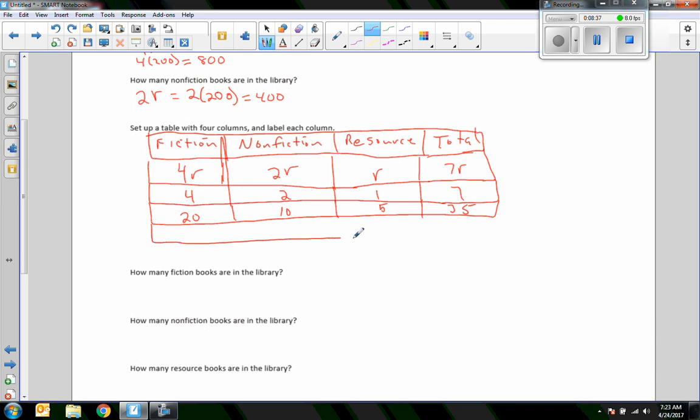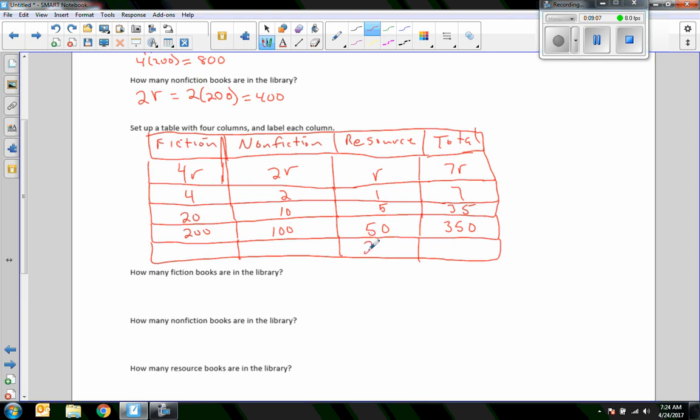So how about we go up to, say, 50 resource books. Nonfiction is 2 times that, which is 100. Fiction is 4 times 50, 200. 200 plus 100 plus 50 is 350, or 7 times 50 is 350. And then we just keep going up until we find the total.